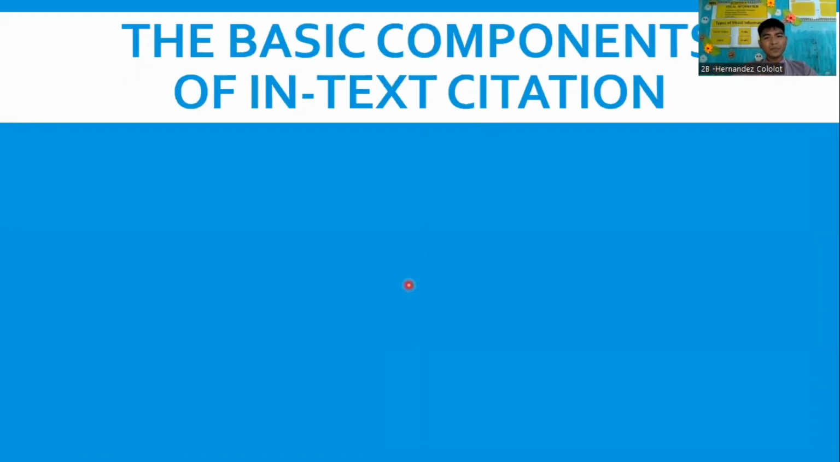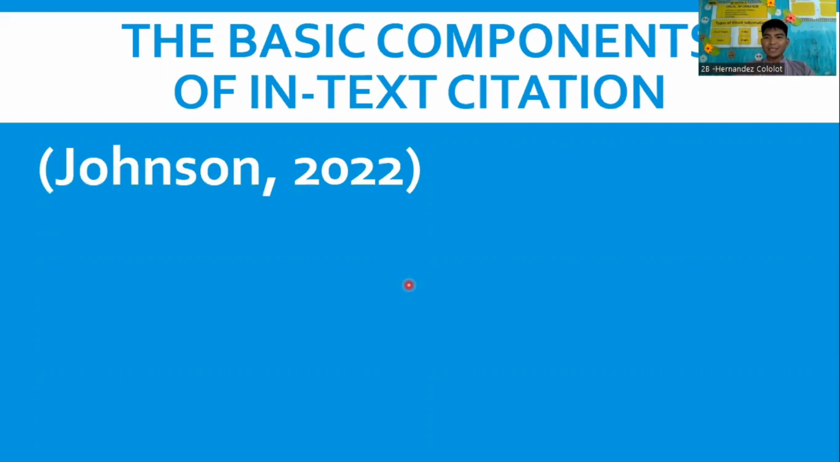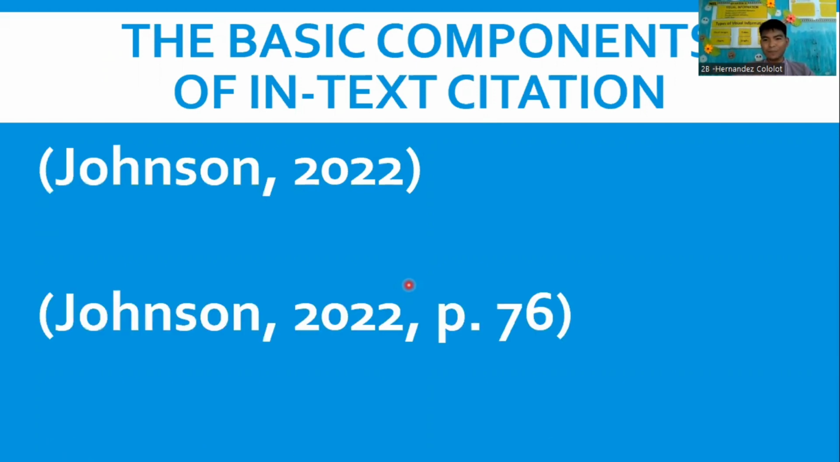Now, let's move on to the basic components of in-text citation. Here I have two given examples. The first example is Johnson 2022, and the second one is Johnson 2022, page 76. There is quite a difference between the two, right? Let us see what the components of these citations are.